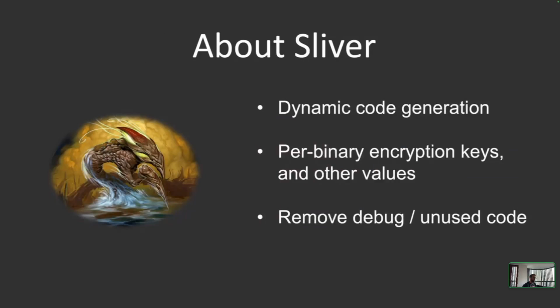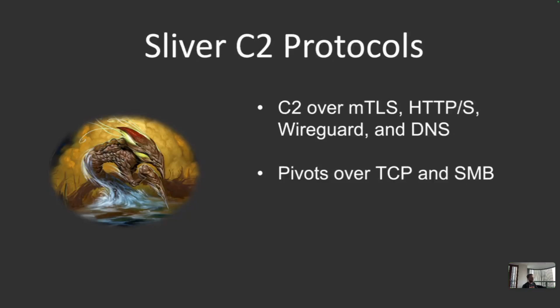We use dynamic code generation for the implant, and then we do per binary encryption keys and other values. This is, again, how we're able to cryptographically attribute any traffic that the server receives to a binary that it created. Since we generated those keys ourselves and inserted them, we can be quite certain of that. This also allows us to dynamically remove debug code and any unused code or functionality. Depending on the generate command, it will actually remove code from the implant as well.